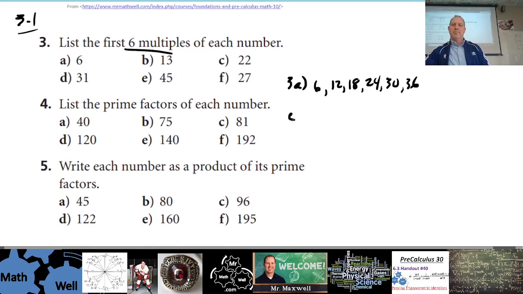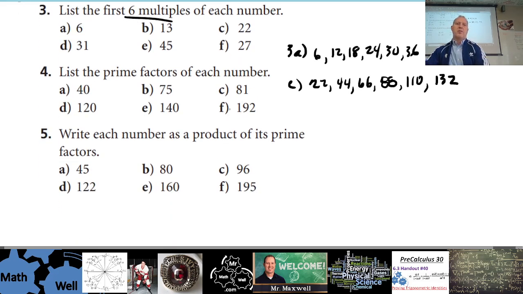C, the first 6 multiples of 22. So you got 22, you got 44, you got 66, then you got what? 88. Then you got times 5 is what? 110. And then times 6, 132. So 1, 2, 3, 4, 5, 6. There you go. Easy, eh? So those are multiples.